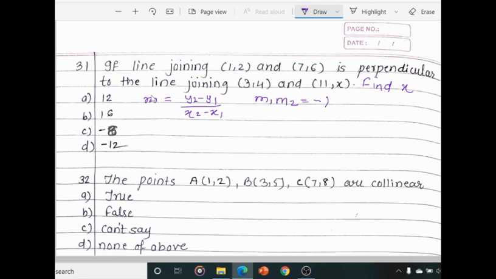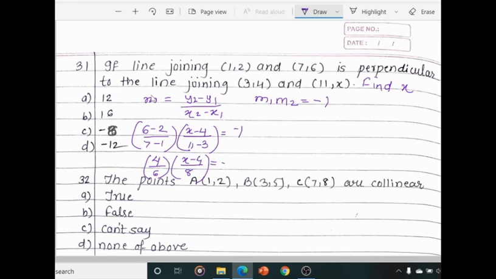Here we need to find out the values of this. Write down 6 minus 2 upon 7 minus 1. Put the values in the formula. That is for line 1. This is for line 2. Is equals to minus 1. 6 minus 2 is 4 by 6 into x minus 4 upon 8.